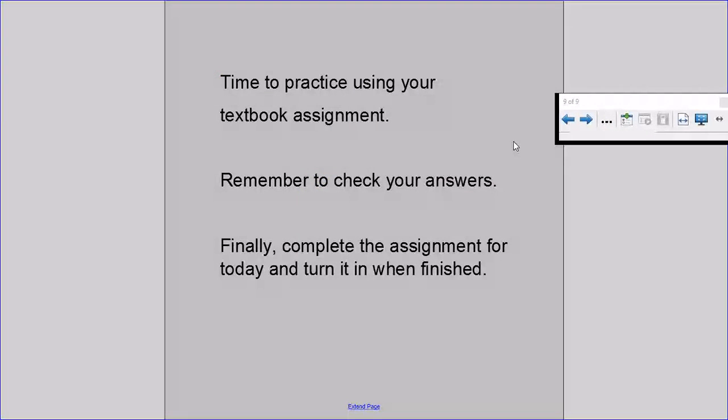All right, there's an assignment now for you in your textbook. Time to give that a try. Remember on page 2, there's the answers of the original assignment. And when you're ready to finish up, work on today's assignment and be sure to hand it in when finished. Remember to show your formulas and show your units.